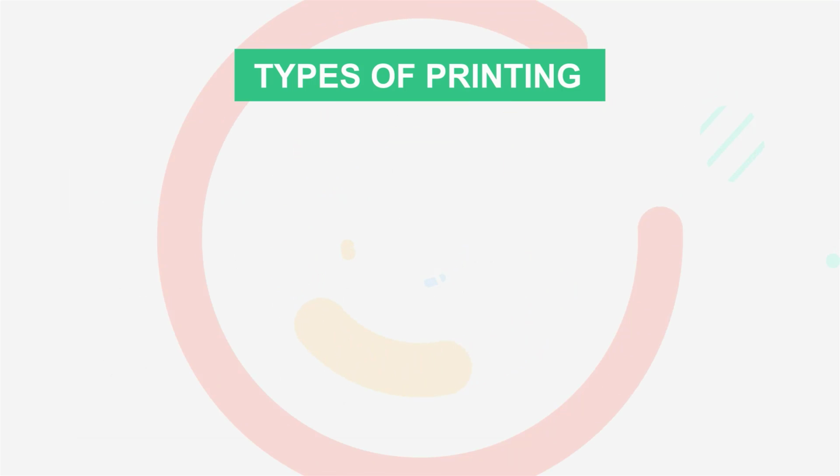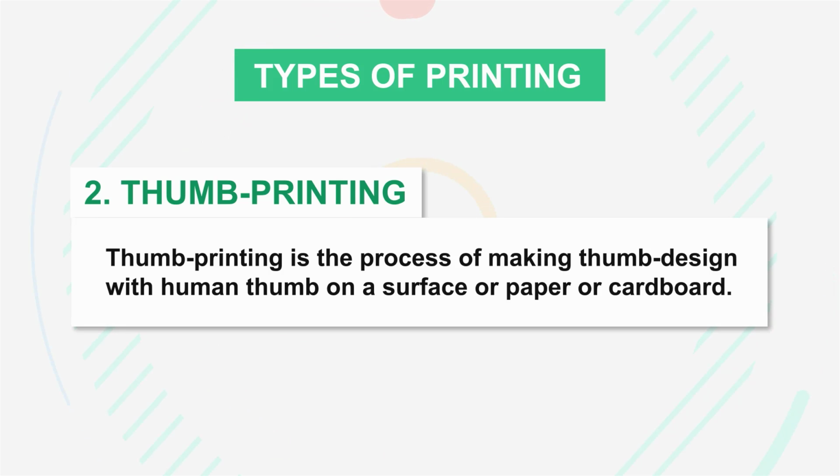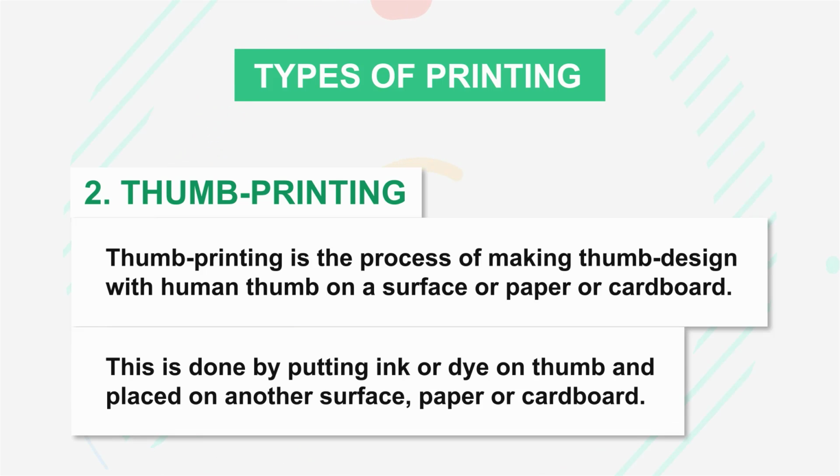Meaning of thumb printing. Thumb printing is the process of making thumb designs with the human thumb on a surface or paper or cardboard. This is done by putting ink or dye on the thumb and placing it on another surface, paper or cardboard.